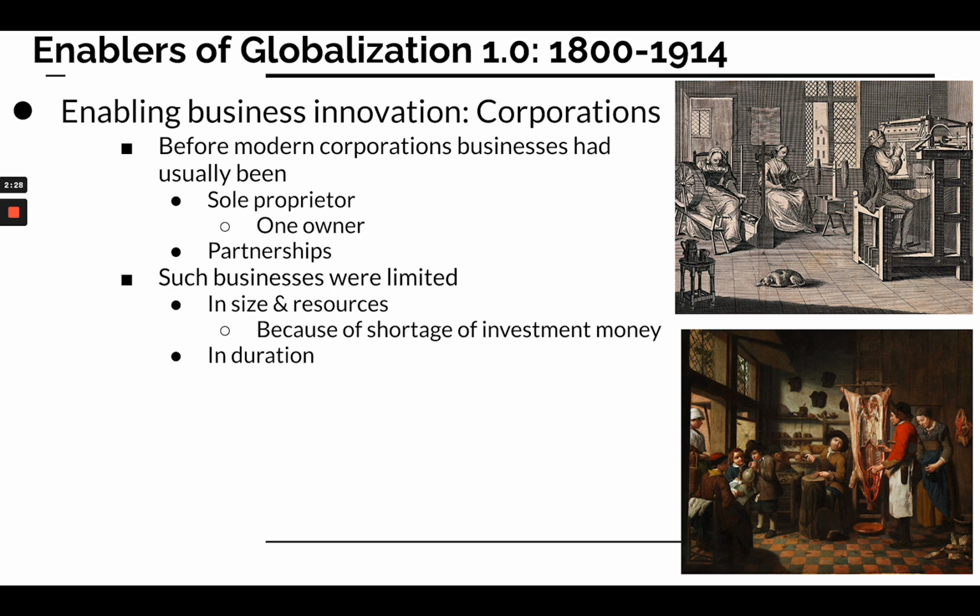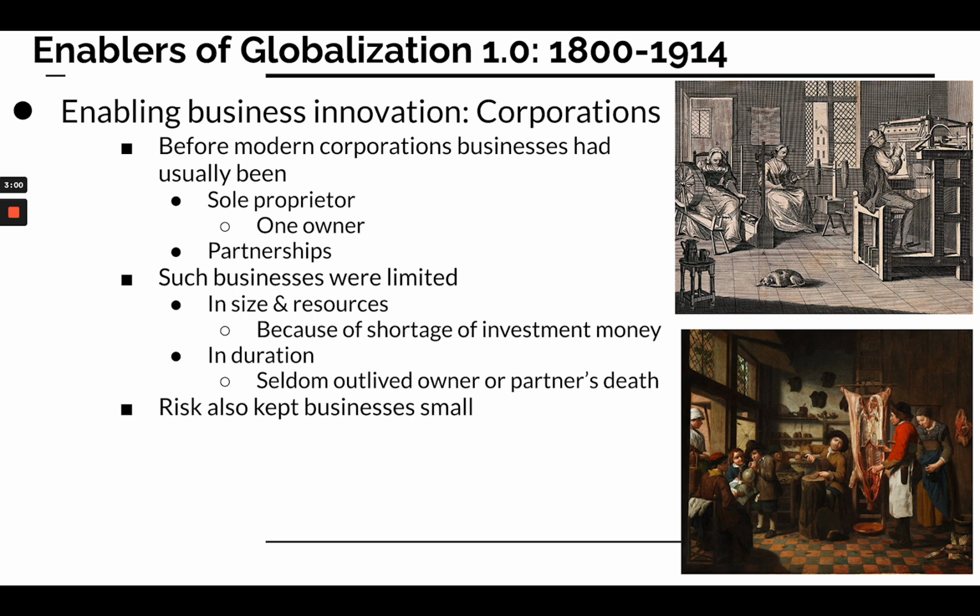They were also limited in terms of how long these businesses could last. And the issue here for both sole proprietors and partnerships is that when an owner or part owner died, the business typically did not outlive that death. And so essentially the life of the business and the life of the owners were inextricably linked before the emergence of the modern corporation.